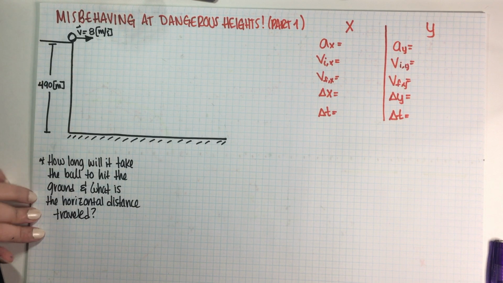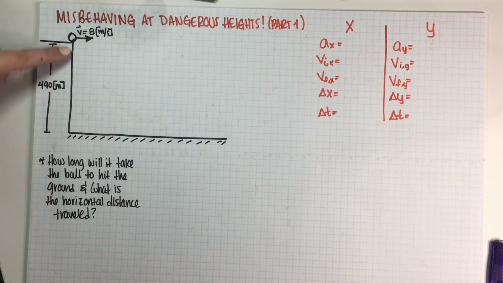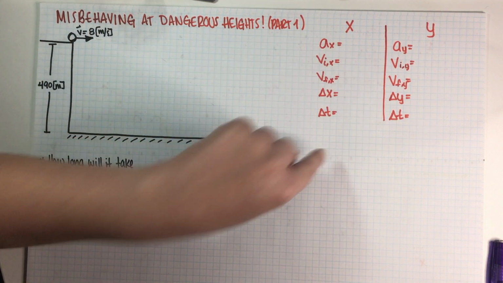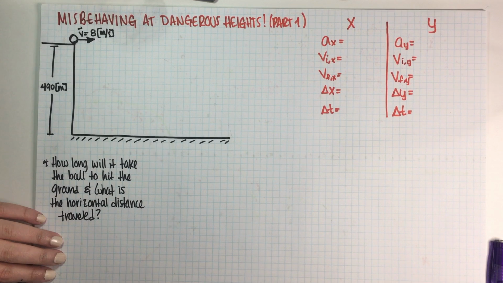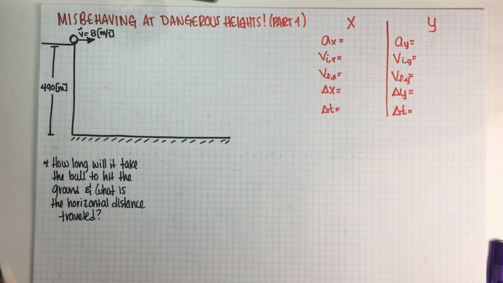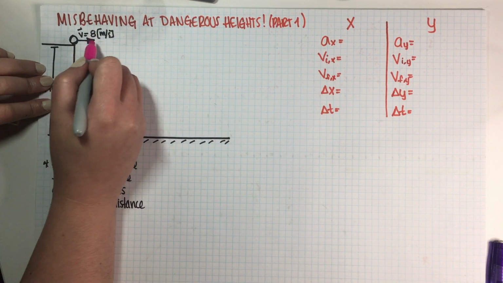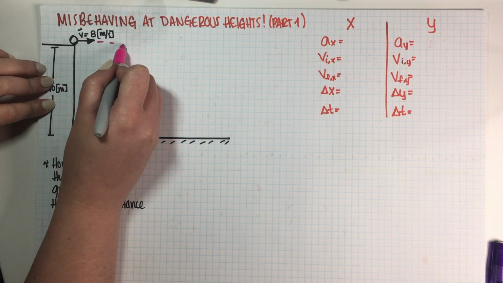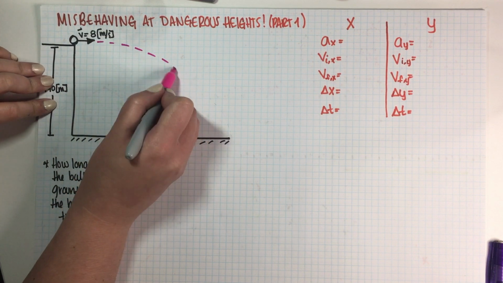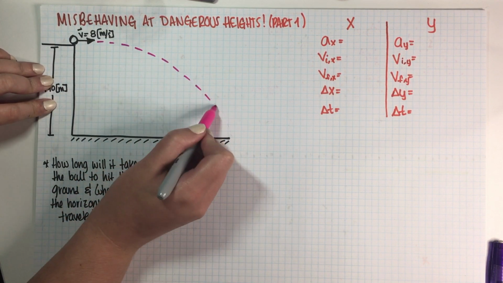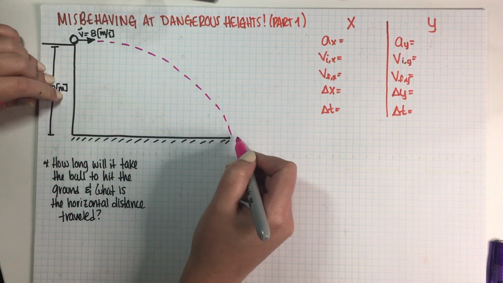So I have the basic sketch. It's just one building, 490 meters. I have a little list over here that I'm going to explain in a second. And basically, I think that everybody knows from intuition that if you just launch a ball like this, we're just going to have this parabolic throw, right? And then we're just going to hit the ground somewhere in here.